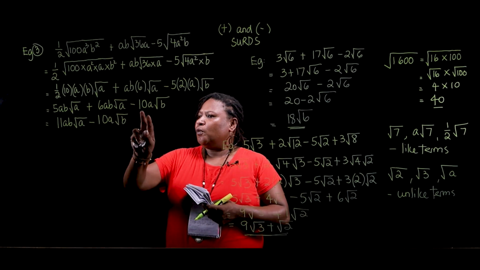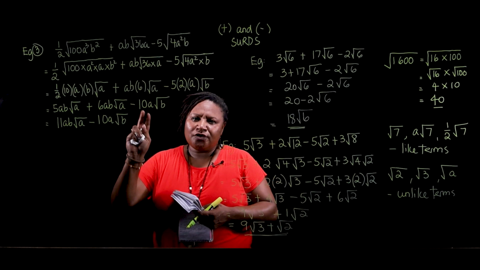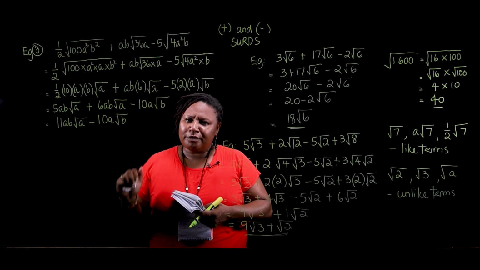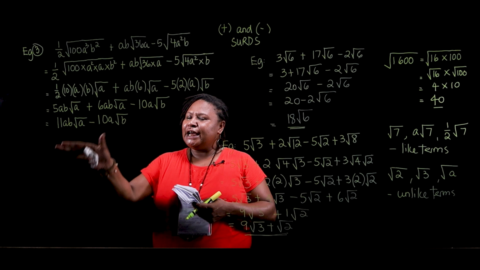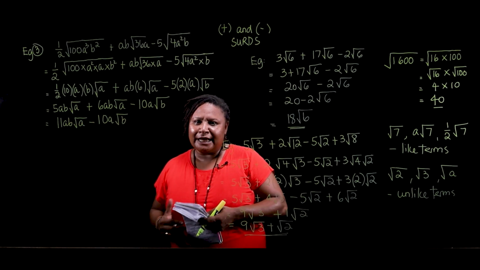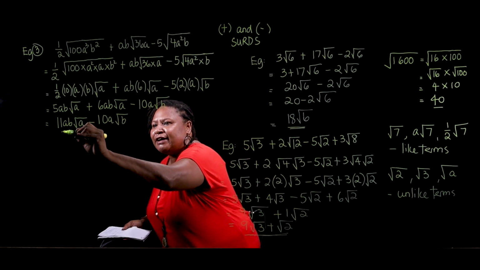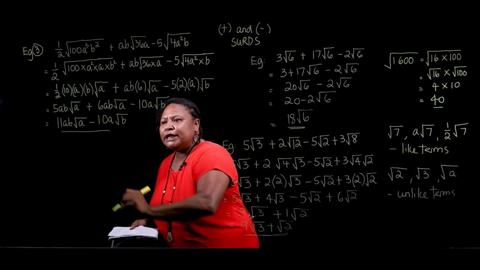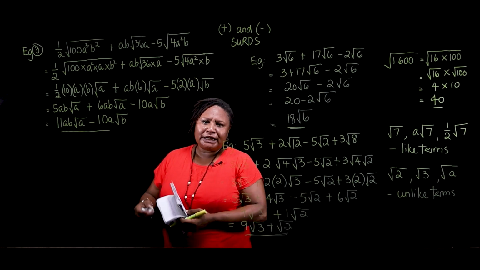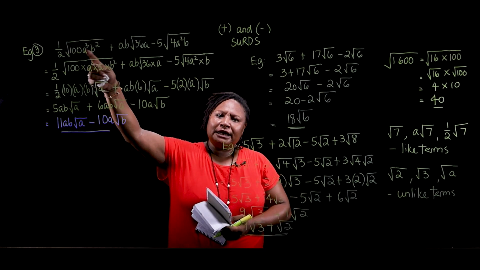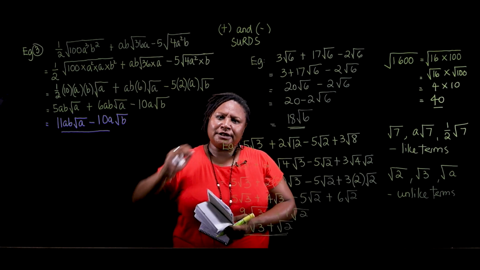Okay? So once you reach this stage, check again if any numbers can be simplified. If it cannot be simplified, then you have reached the final answer. Okay? So 11ab root a minus 10a root b is the answer to the addition and subtraction of these radicals.